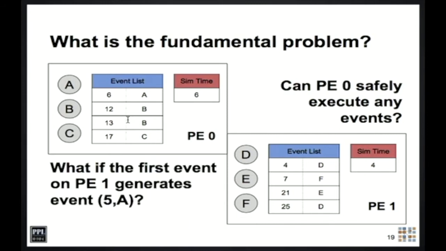The problem would arise if, when we're executing the first event on PE1, this 4D here, D then generates a new event targeted for LP A at timestamp 5. Now we've got a problem, because if A had already executed the first event in the queue, which is at timestamp 6, essentially A has moved past virtual time 5, and now we're asking it to do something at virtual time 5. We're asking it to essentially go back in time, and that is what we call a causality error. That is where we'll get incorrect simulation results.